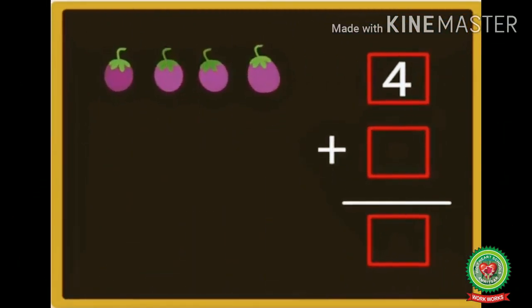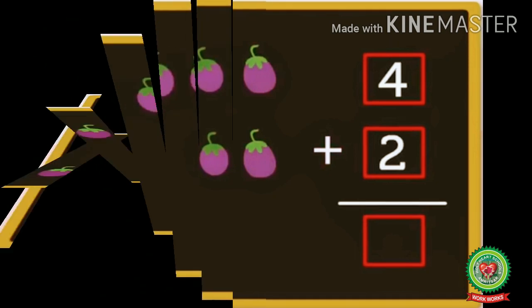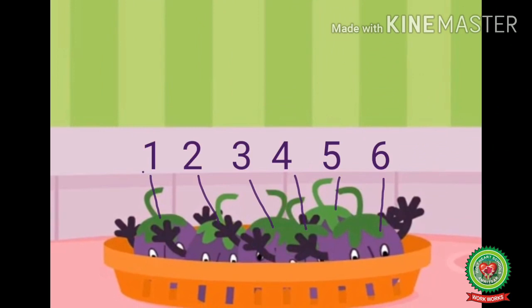Now children, the first information was there are 4 brinjals in the basket. Secondly, mother put 2 more brinjals in the basket. Now we will add because we were asked how many brinjals are there altogether. 4 plus 2. Now after 4 we will count 2. 5, 6. So how many brinjals will be there altogether? 6. Let us see how. 1, 2, 3, 4, 5 and 6. There are 6 brinjals in the basket.